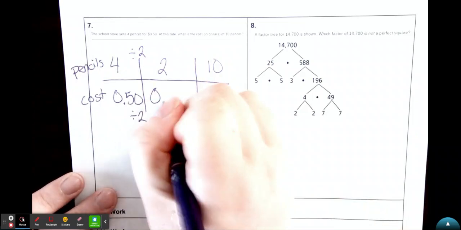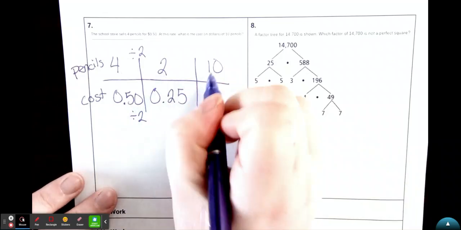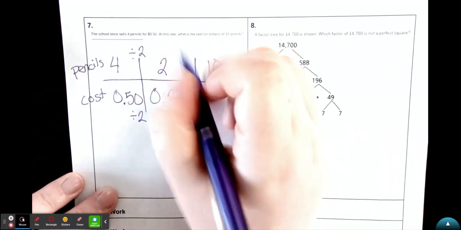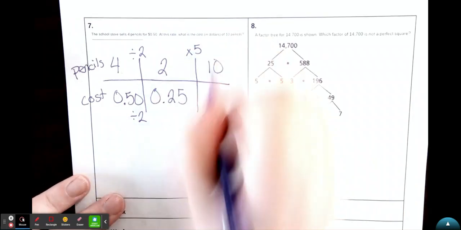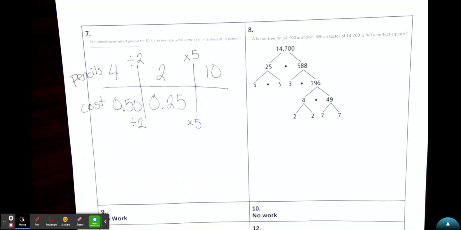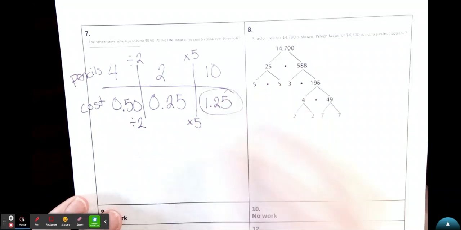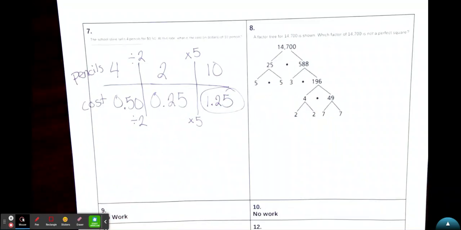25 cents. That means for every 2 pencils, it costs us 25 cents. Okay, how do I get from 2 to 10? Times by 5. Okay, 1 quarter times 5. So that just means 5 quarters. How much is 5 quarters worth? $1.25. Nice job. It's okay if you did it a different way. I'm just showing you a way that I did it.